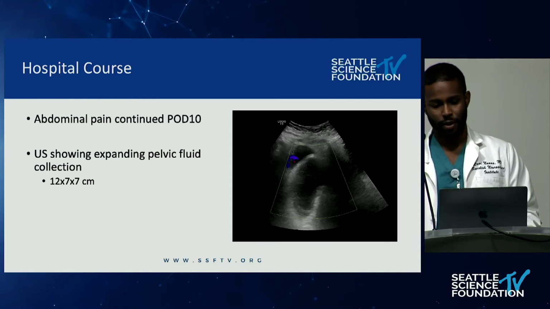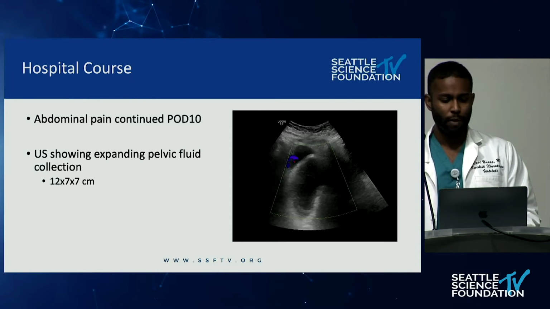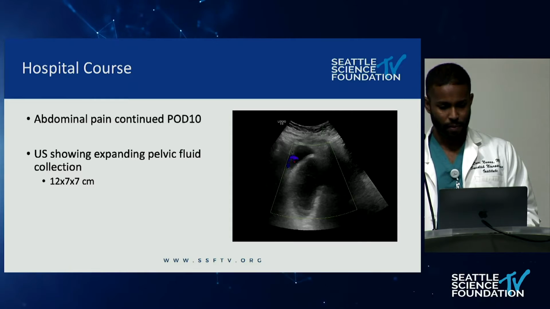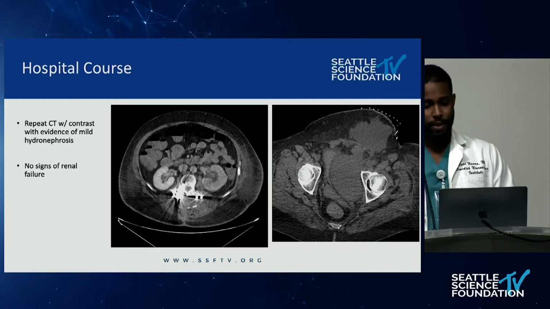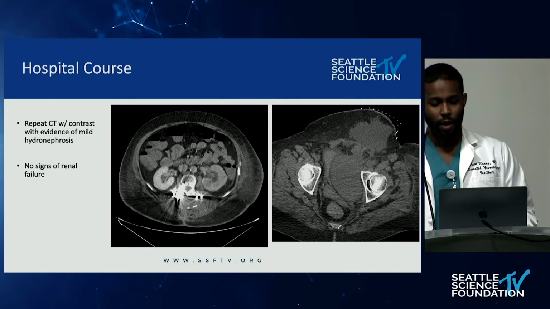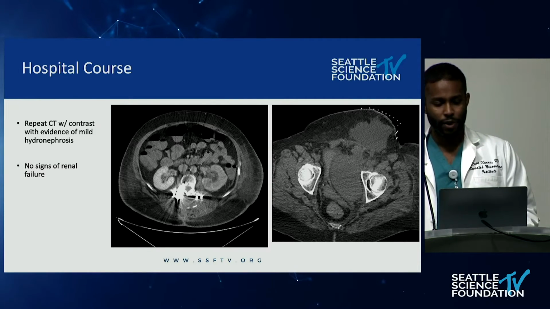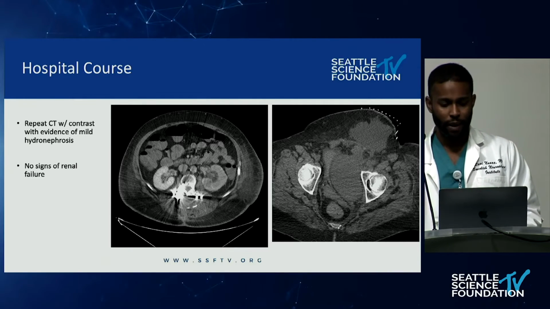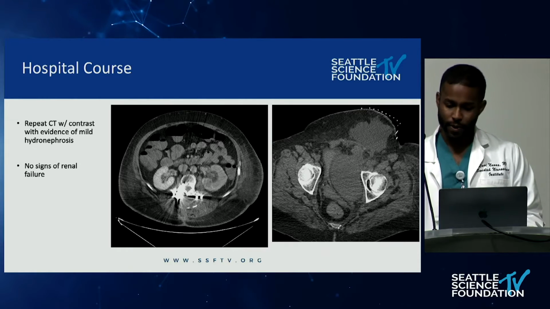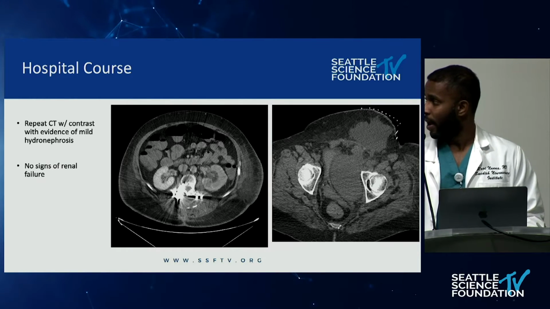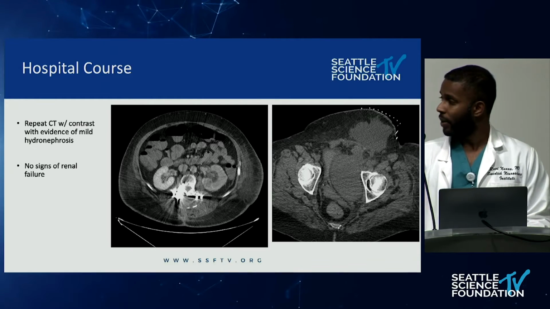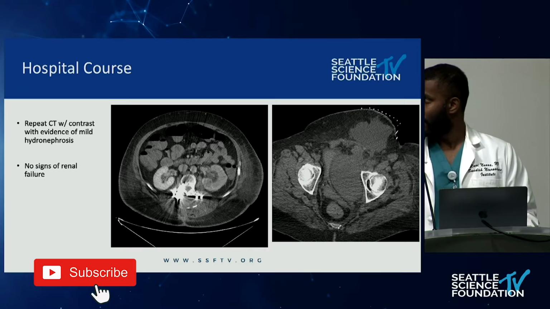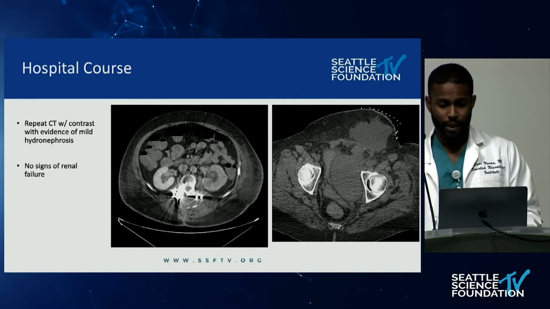fluid collection pictured here on the right. This was measured at 12 by 7 by 7. Repeat CT with contrast at that time also showed now evidence of emerging mild hydronephrosis. However, patient had no signs of renal failure in terms of her creatinine. As you can see pictured right here is the quite large left pelvic fluid collection. And in the picture on the left, you can see some evidence of hydronephrosis in the left kidney.